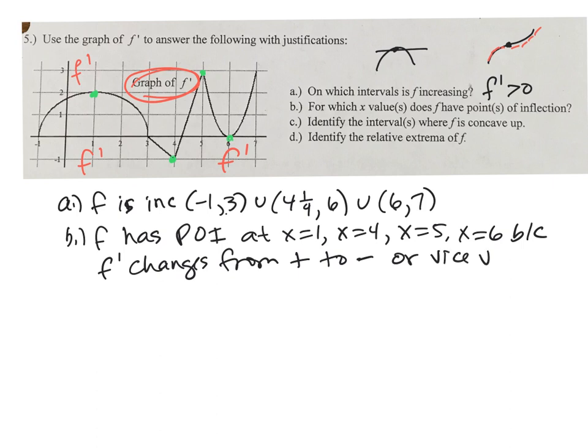On the quiz, a bunch of you said "and vice versa." You know, that doesn't make sense. It's either positive to negative or negative to positive. So if you don't want to say vice versa, you can just say "or negative to positive."